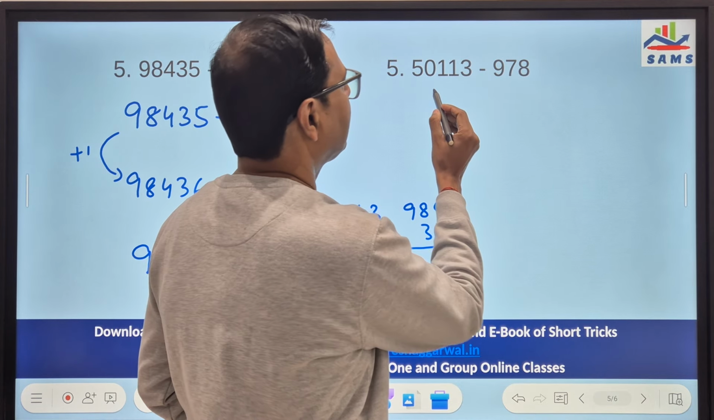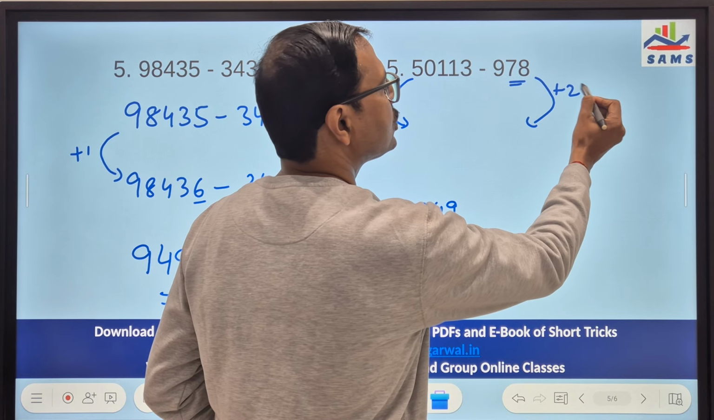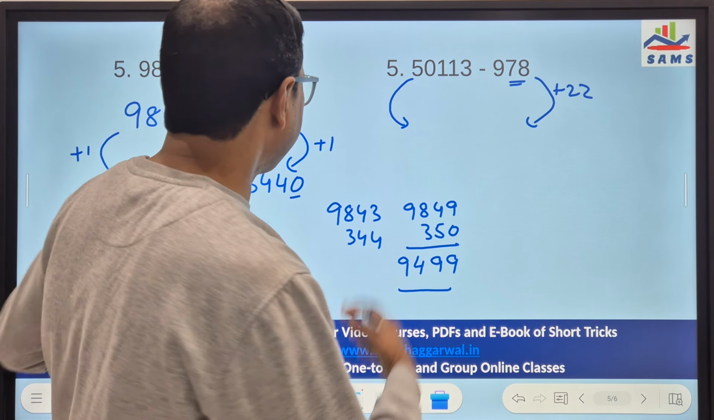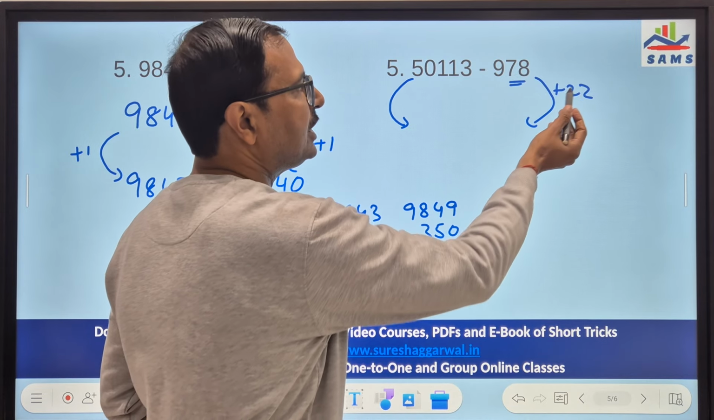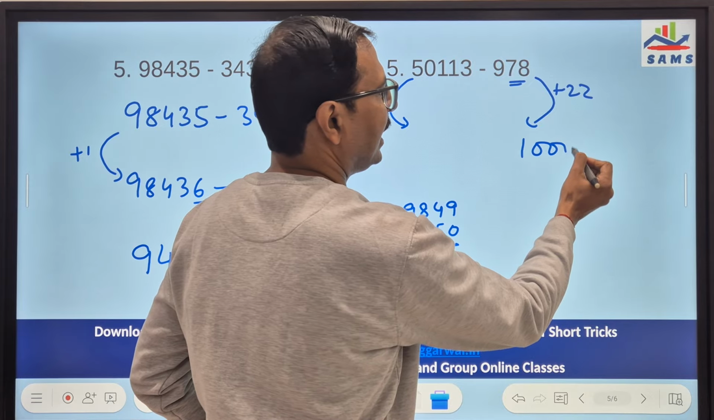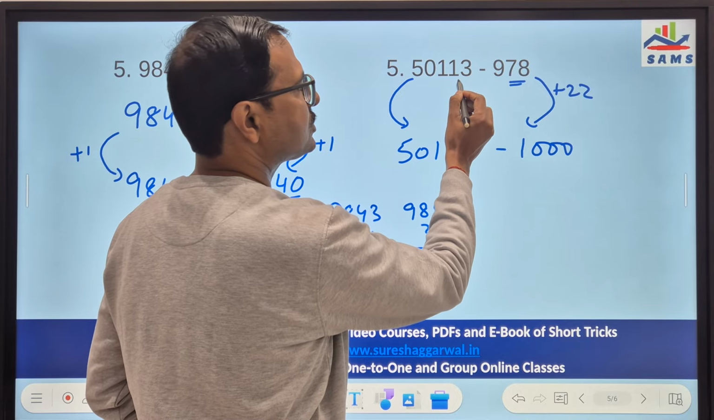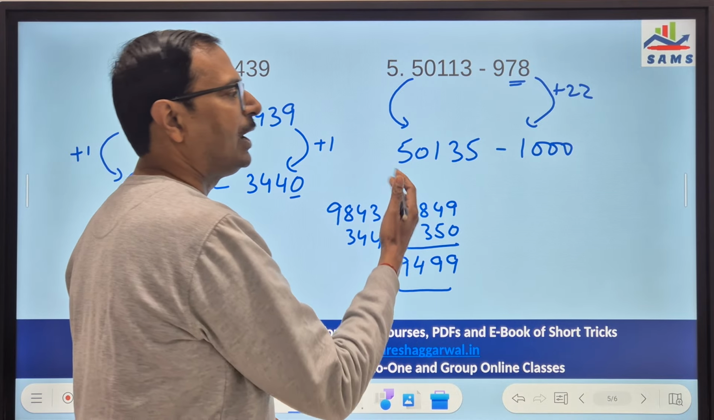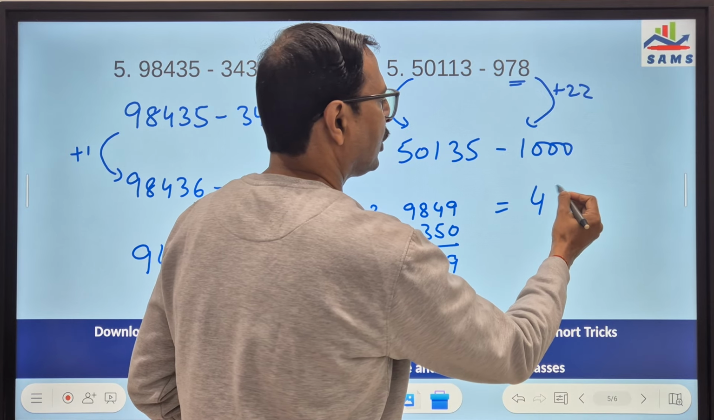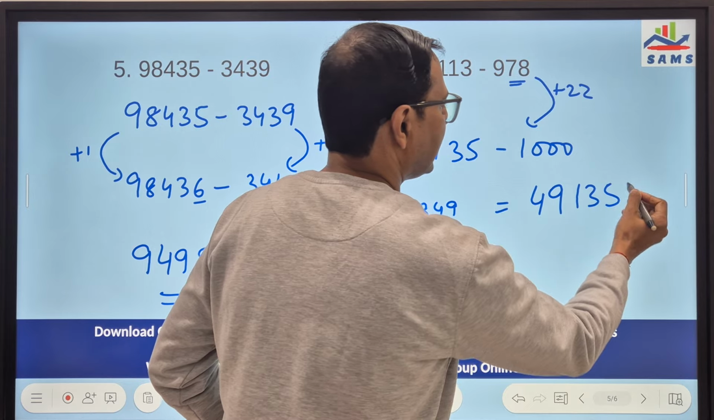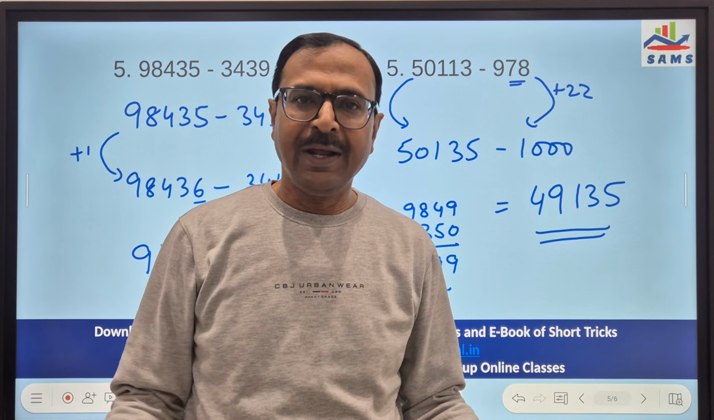And likewise, here see this number and this number, when increased by 22, it all depends on your skill, how many steps you will take, it all depends on how much you have practiced. So plus 22 fetches me 1000, and plus 22 here gives me 501. 13 plus 22 is 35, and so I just have to reduce 50,135 by 1000, which gives me 49,135 as the answer for the question. And likewise, you can go on and practice.